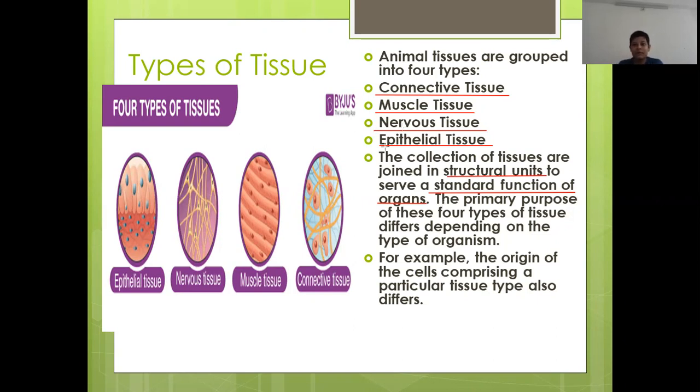So the primary purpose of these four types of tissues differs depending on the type of organism. In this video we are going to talk about humans. For example, the origin of cells comprising a particular tissue type also differs. So this means that the origin of the cells of a particular tissue has different cells.